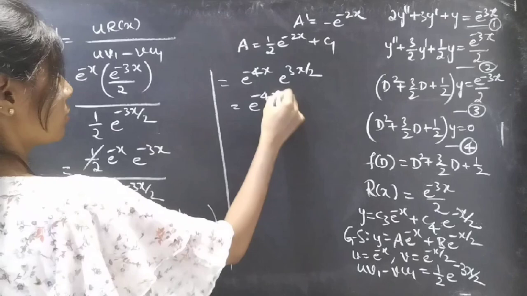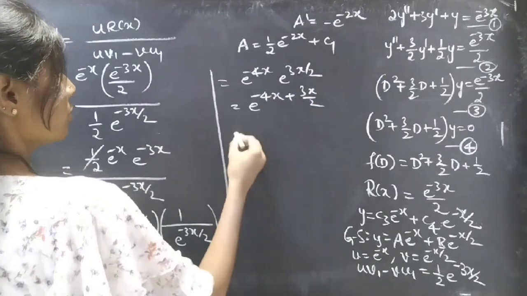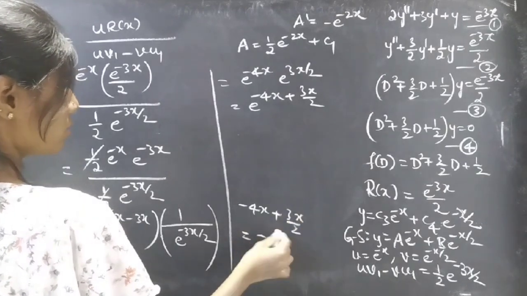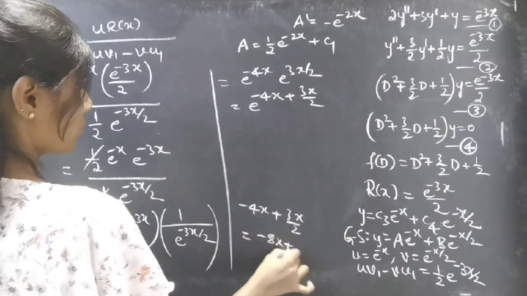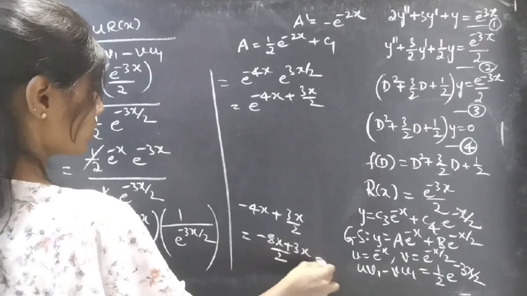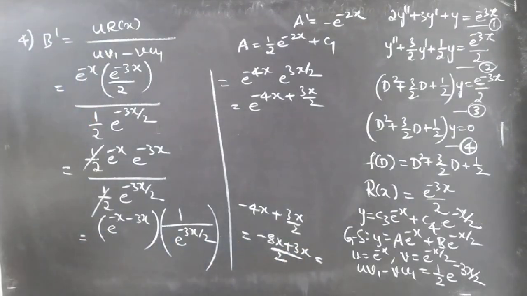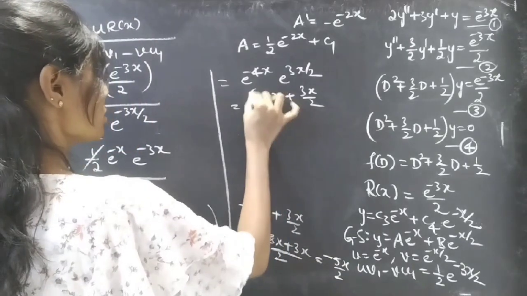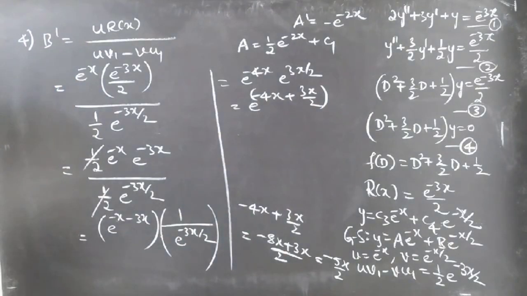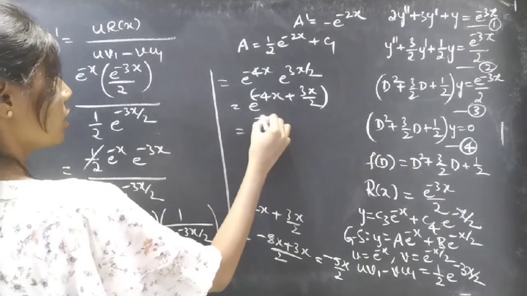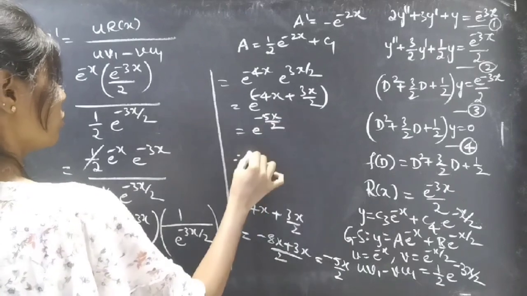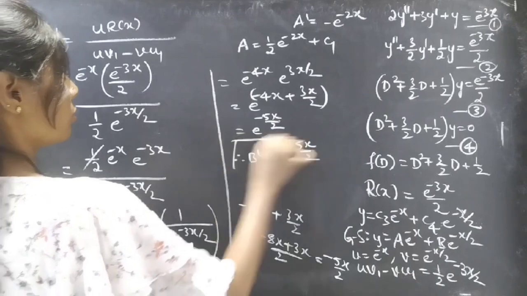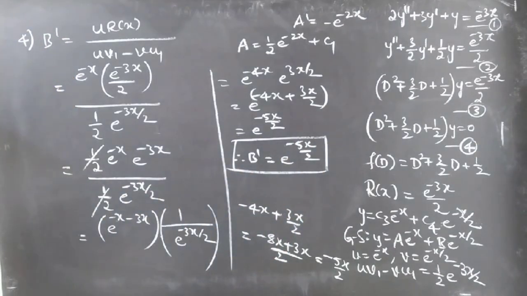You can write this as, right? Just simplify minus 2x minus 3x by 2, which gives us minus 5x by 2. Just replace it, and we'll have e power minus 5x by 2. Therefore, B dash equals to e power minus 5x by 2. Let's now find B.